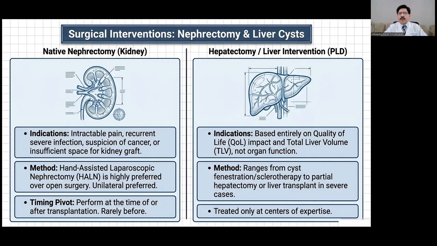Liver intervention, indications based entirely on the quality of life impact and total liver volume, TLV, not organ function. Just like you looked at the total kidney volume, here look at the total liver volume. Ranges from cyst fenestrations, sclerotherapy to partial hepatectomy or liver transplant in severe cases, treated only at centers of expertise.